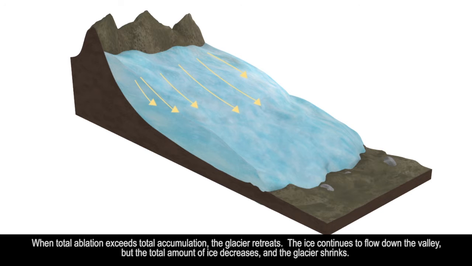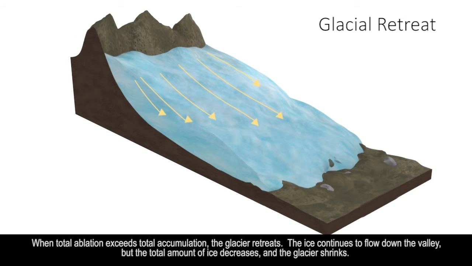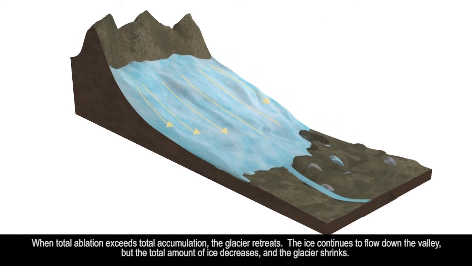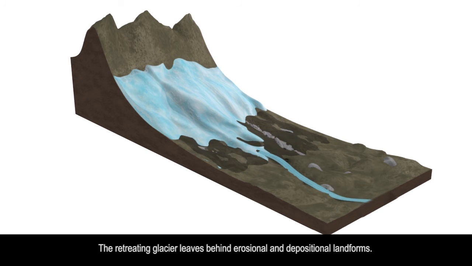When total ablation exceeds total accumulation, the glacier retreats. The ice continues to flow down the valley, but the total amount of ice decreases and the glacier shrinks. The retreating glacier leaves behind erosional and depositional landforms.